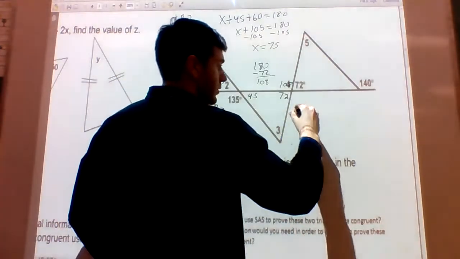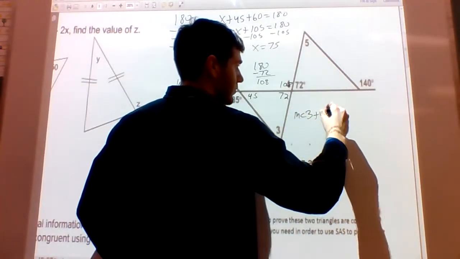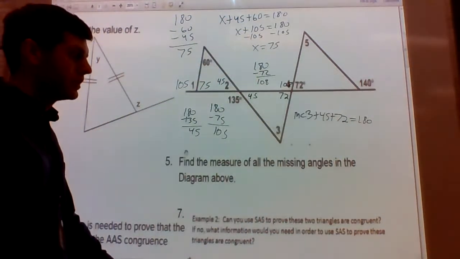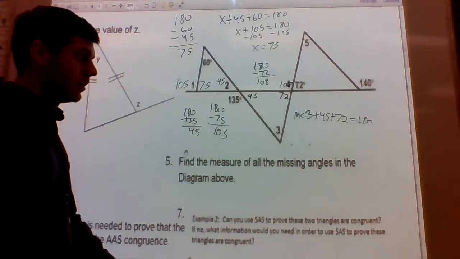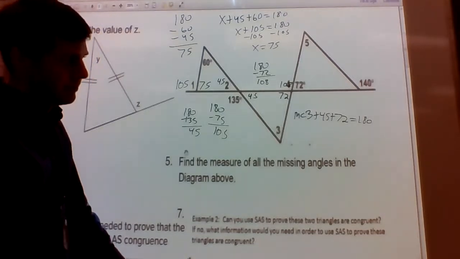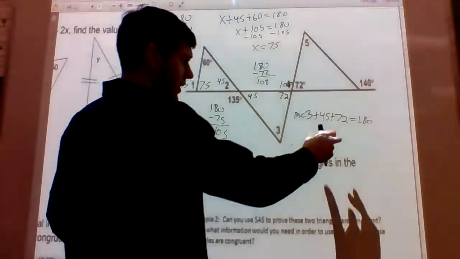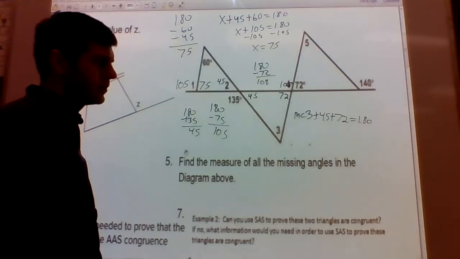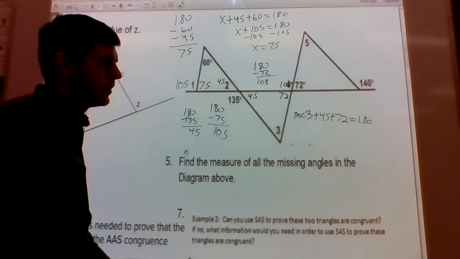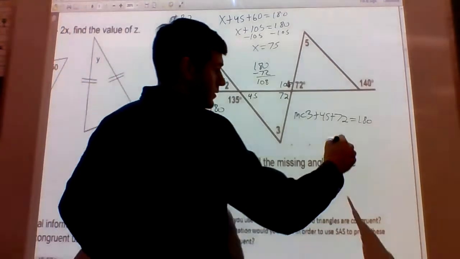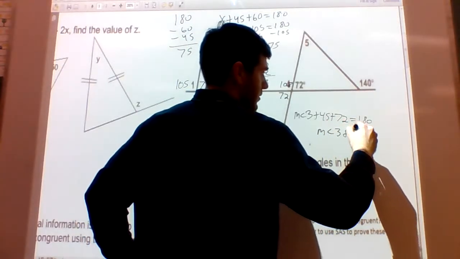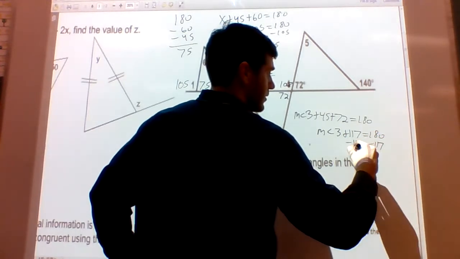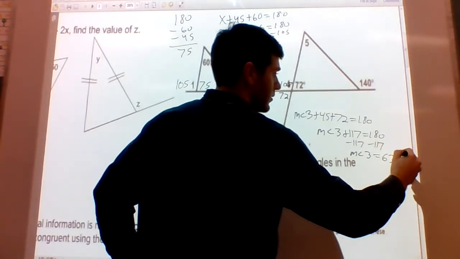Or if we want to write it out, we can write the measure of angle 3 plus 45 plus 72 equals 180, because the triangle sum theorem tells us the three interior angles of a triangle add up to 180. All right, 45 and 72 is going to give us 117, right? 77 plus 40, 87, 97, 107, 117. Okay, minus 117 from both sides. The measure of angle 3 is 63.